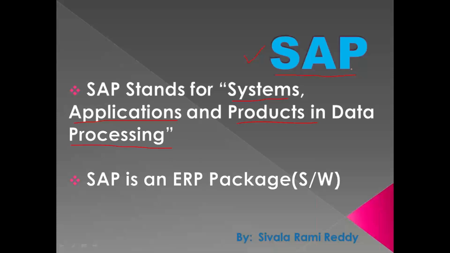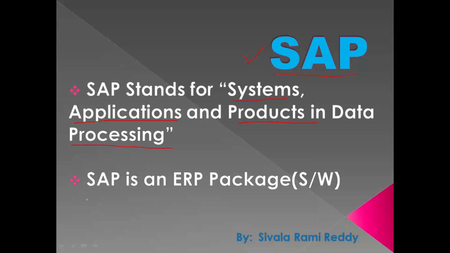So SAP consists of systems and applications, which means software, and products related to any products, and this information can be processed. These systems' data can be processed in SAP. So for now just remember, SAP stands for Systems, Applications, and Products in Data Processing. Let us see how systems, applications, and products work together in SAP. That we will see in later stages.